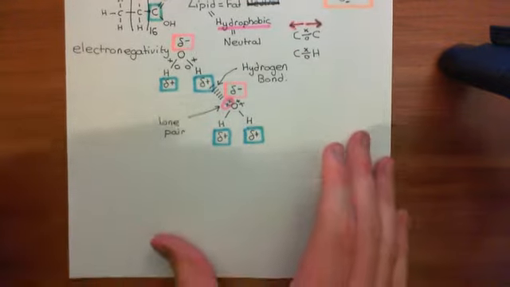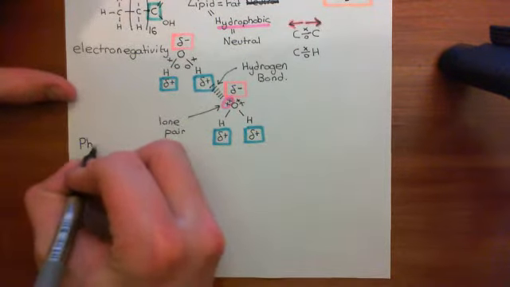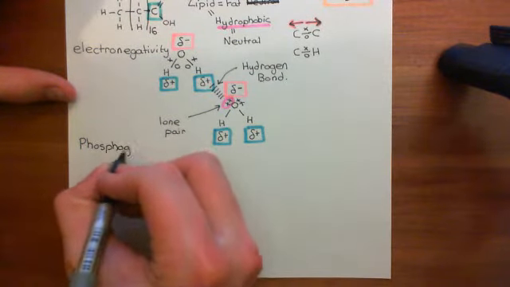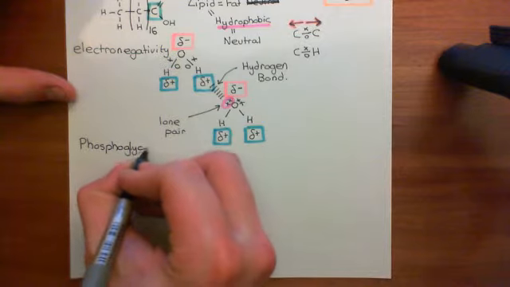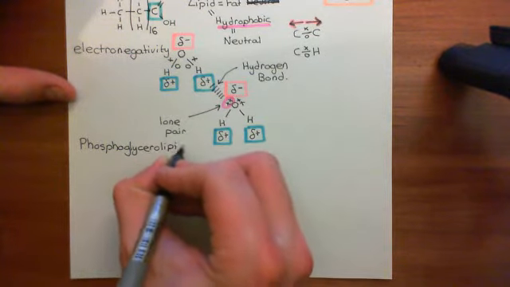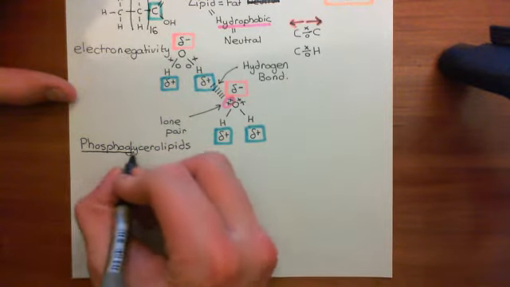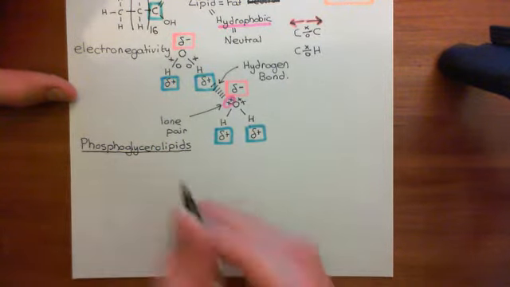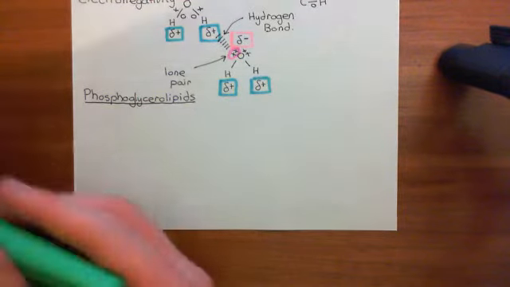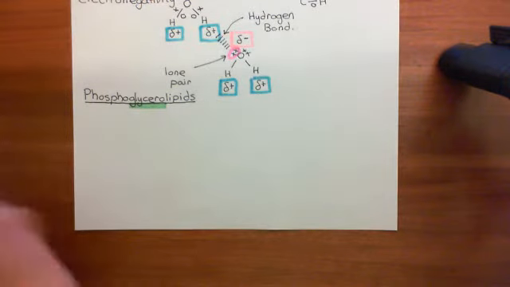Now let's talk about phosphoglycerolipids. So phosphoglycerolipids are a subset of phospholipids. So all phosphoglycerolipids are phospholipids, but there are other molecules which are phospholipids which are not phosphoglycerolipids. Okay, right, so phosphoglycerolipids have as their backbone structure a glycerol molecule. As the name suggests, glycerol is going to be very important in here.